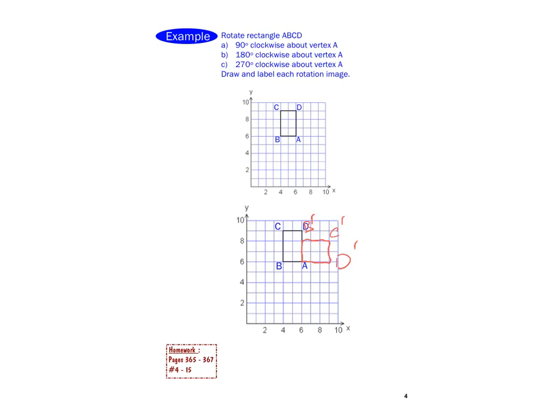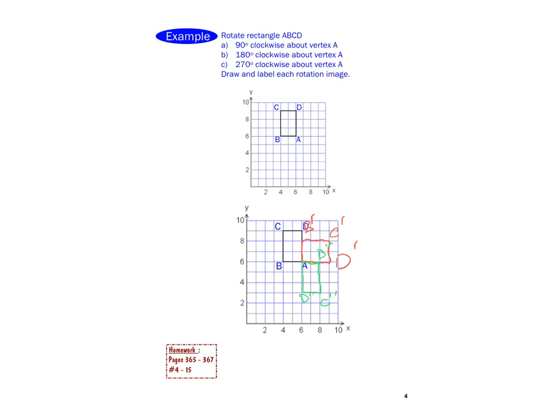180-degree clockwise rotation about A. Well, that's going to look like this. And A doesn't change. So this is going to be B double prime. This will be C double prime. And this will be D double prime.